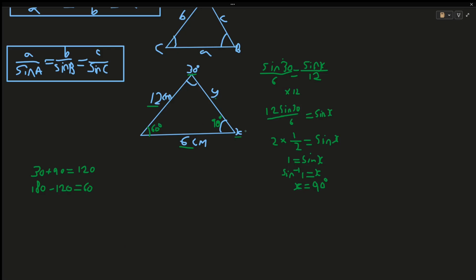Great. Now that we know that, we can figure out the sides. Now we will use this second formula here. Because you already know quite a few sides, you can choose any. I am going to choose the 12 and the 90. So 12 over sine 90 is equal to y over sine 60.